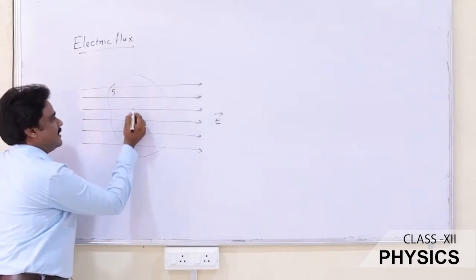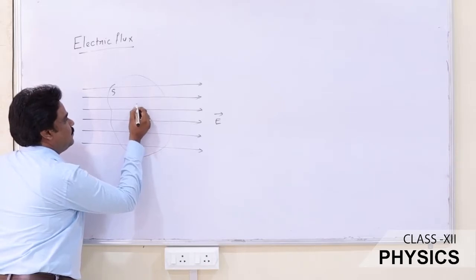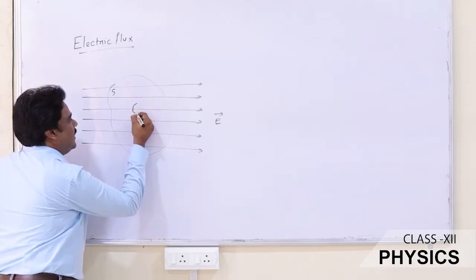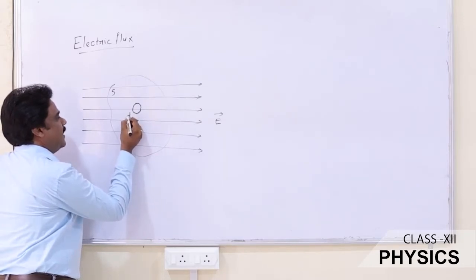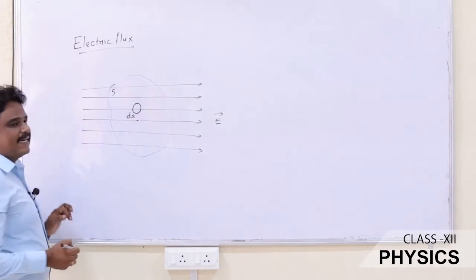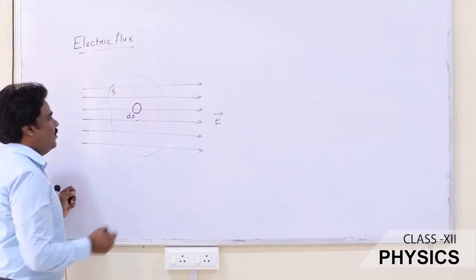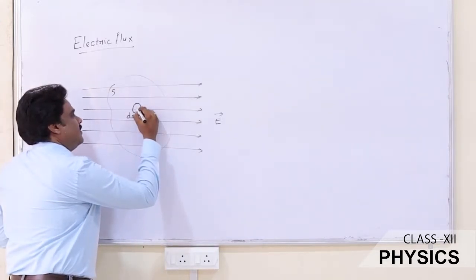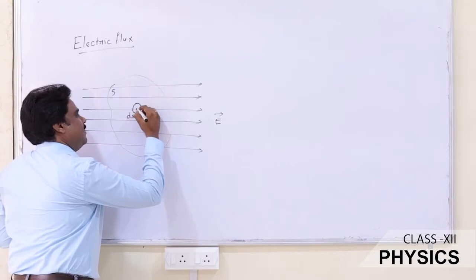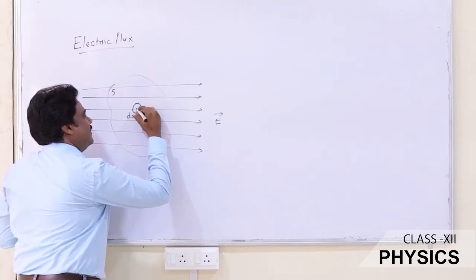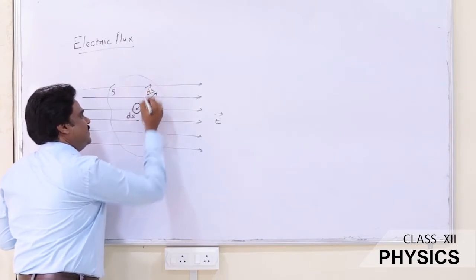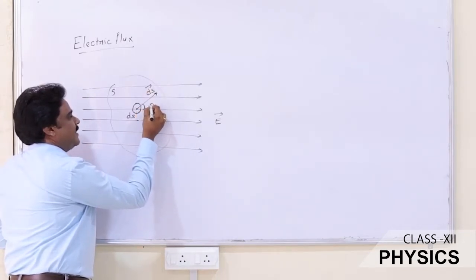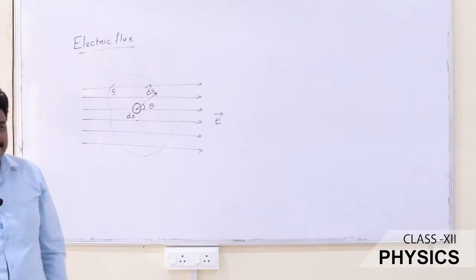So for this, I am going to assume a very small area element. I am going to mark it as ds. Now, what about normal to ds? You know, that will be the area element vector. Let us suppose that the area element vector, that is ds vector, makes an angle theta with the direction of electric field. I am assuming this.